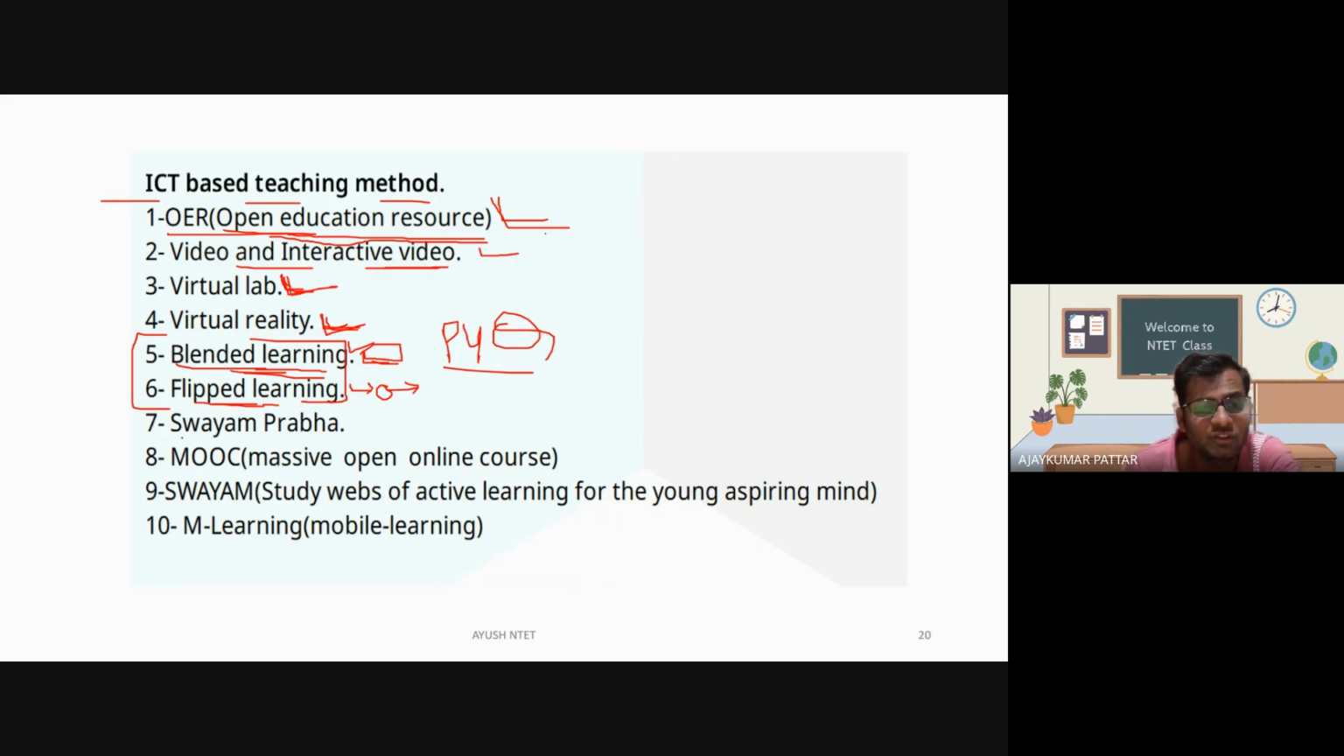Then Swayam Prabha, all of you know, we have already discussed the Swayam Prabha channel in the online methods of teaching. What are the channels? Everything about Swayam Prabha we have already discussed, about MOOC, massive open online course. These are ICT based teaching methods only. Swayam, M learning, mobile learning. Today a lot of educational apps are there. M learning mobile apps are available. If you install those mobile apps for particular courses, you will learn that course using the mobile. These are the methods used in ICT based teaching.